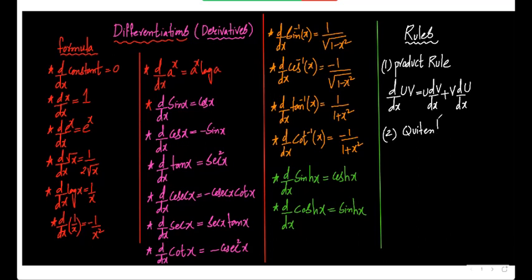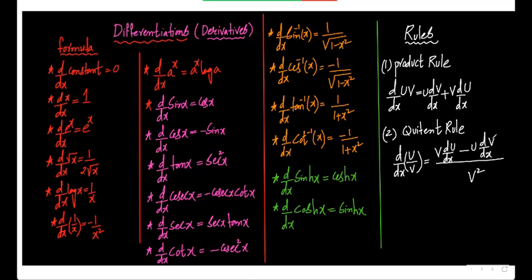Quotient rule. When we have two terms in the form d by dx of u by v, then it can be written as: first we write the denominator, that is v squared. Then v will come here, d by dx of u is here, minus u into d by dx of v is here.